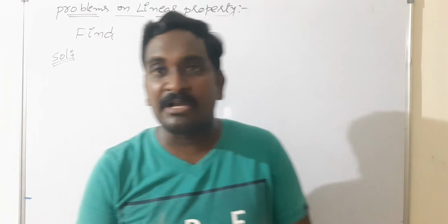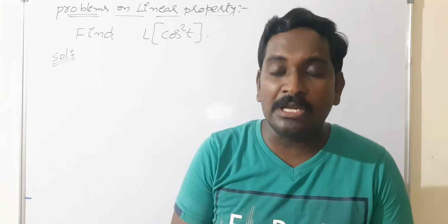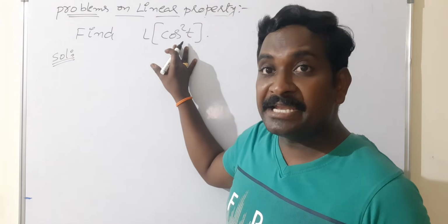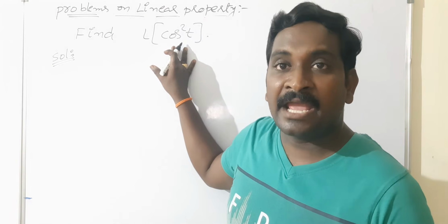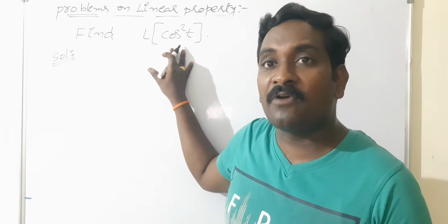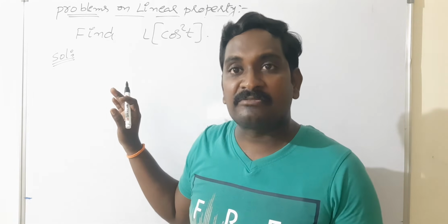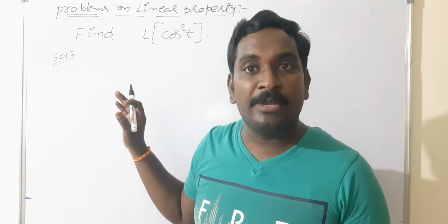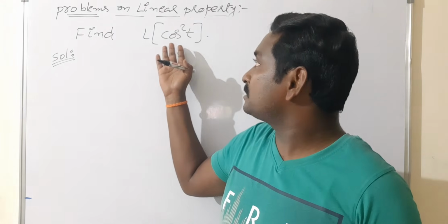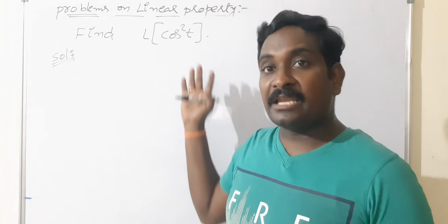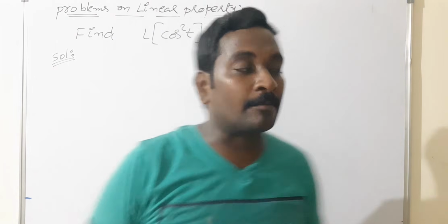Actually, in the elementary functions, we have the formula for only L of cos at and L of sin at, and we don't have the direct formula for L of cos square at, L of sin square at, L of sin cube at, L of cos cube at. That's why we can reduce them to another function by using trigonometric formulas.